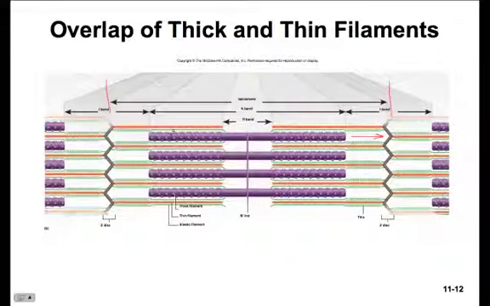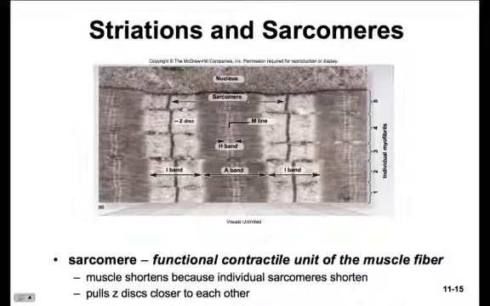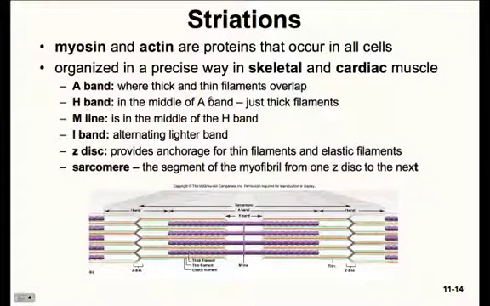So this is where the striations come from in muscle tissue. Like you can see in this figure, this is where we have the thick filaments, and this is where we have only thin filaments. Where the thick and thin filaments overlap, we have dark bands. These dark bands are called A bands. On either side of the dark band, overlapping two different sarcomeres, we have light regions that are called the I band.